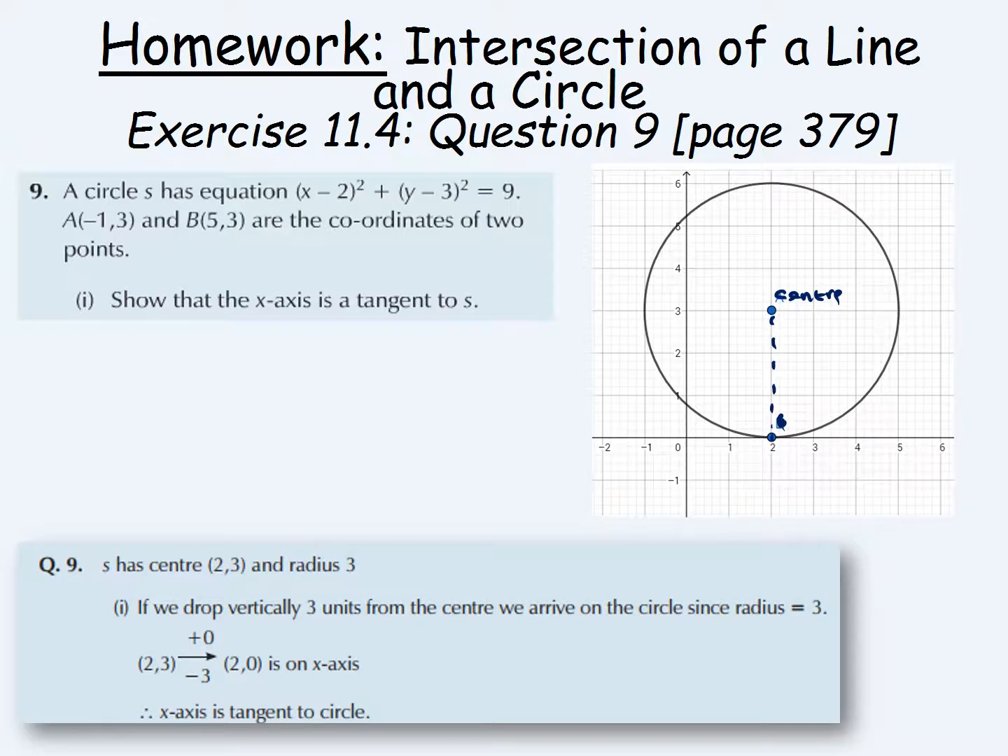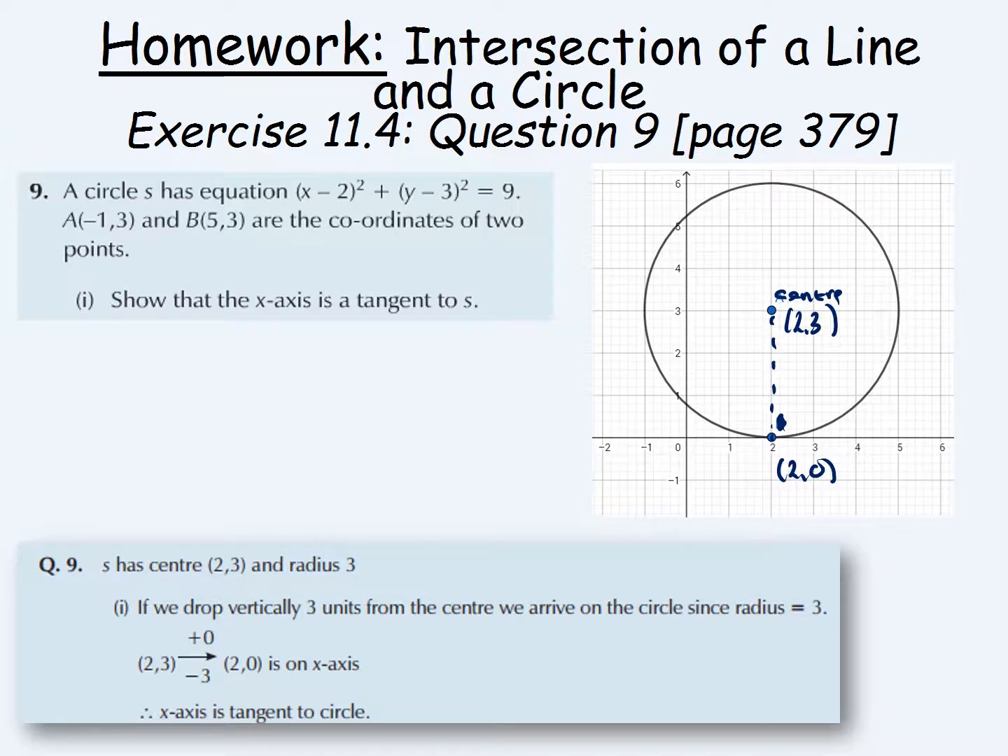So they've asked us to prove that the x-axis is a tangent, which means it's only going to touch it once. There's a few different ways to do it, so I'll go through the first way, which is given here. It has a center (2, 3), which is what we have here, and a radius of 3. So if I drop a line vertically down 3, I should hit the x-axis, and the point should be (2, 0). Because it's (2, 0), it is clearly sitting on the x-axis, so that is proving that the x-axis is a tangent to the circle.